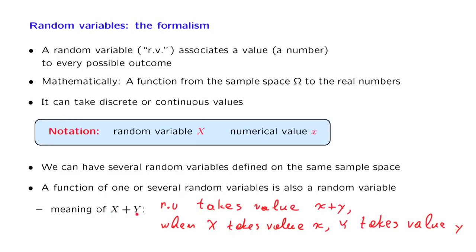So X and Y are random variables. X plus Y is another random variable. X and Y will take numerical values once the outcome of the experiment has been obtained. And if the numerical values that they take are little x and little y, then the random variable X plus Y will take the numerical value little x plus little y. So we can now move on and start doing some interesting things about random variables, characterize them, describe them, give some examples, and introduce some new concepts associated with them.